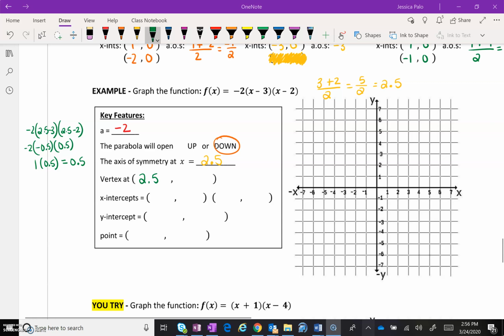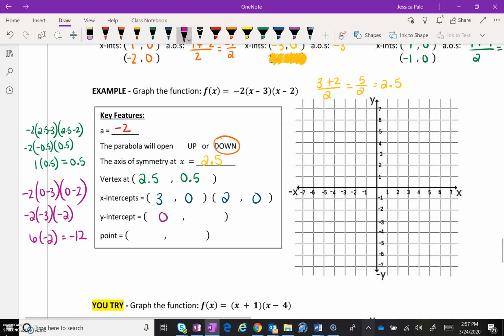So the x value of our vertex is half, 0.5. Now by looking at our function, negative 2 times the quantity x minus 3 times the quantity x minus 2, we can pull out our x-intercepts. We have 3, 0, and 2, 0. We can find the y-intercept by plugging 0 in to the equation because the y-intercept is when x equals 0. So when the value of x is 0, y is negative 12.